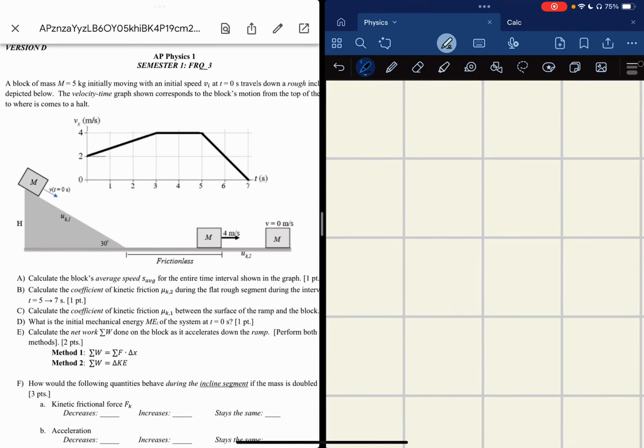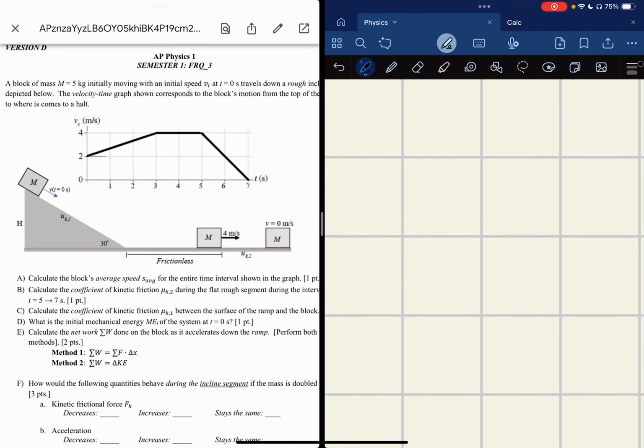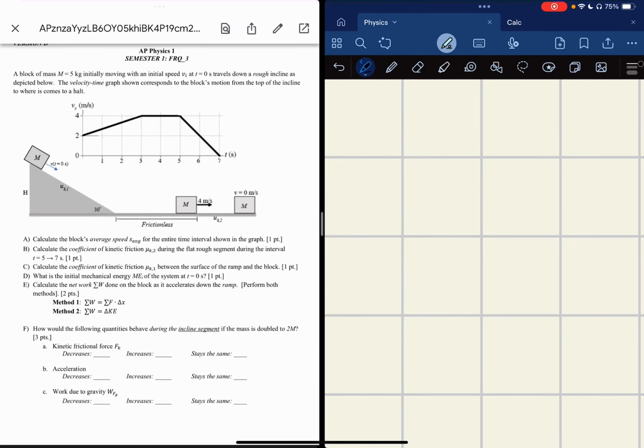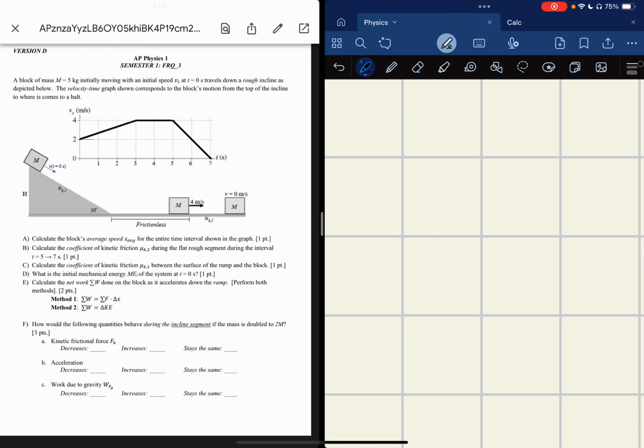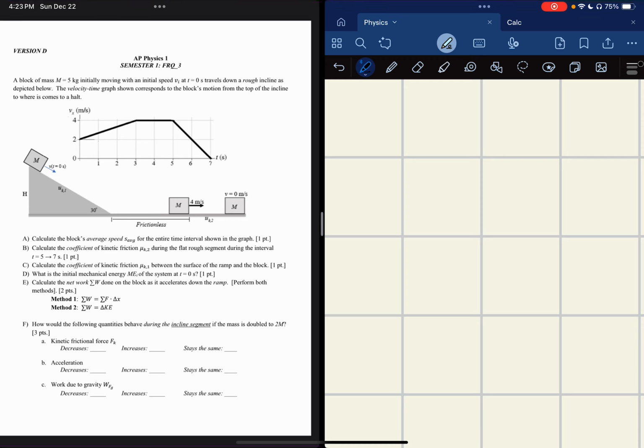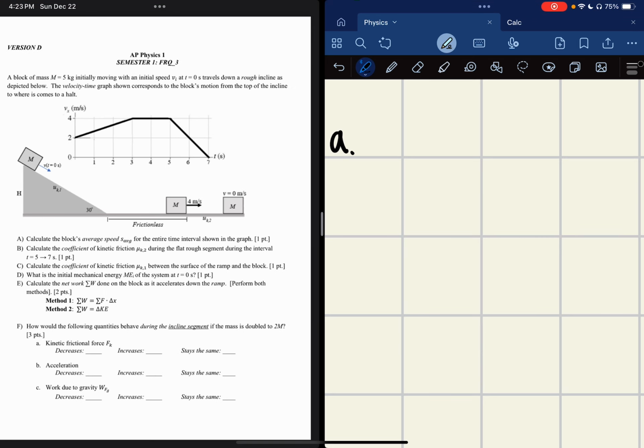Oh, Mr. Long, this is FRQ number 3. So it's a block of mass m equals 5 kg initially moving with an initial speed vi at t equals 0, travels down a rough incline as depicted below. The velocity time graph corresponds to the block's motion from the top of the incline to where it comes to a halt. So part A asks for the block's average speed for the entire time interval shown in the graph.